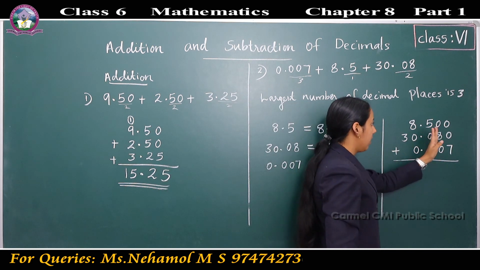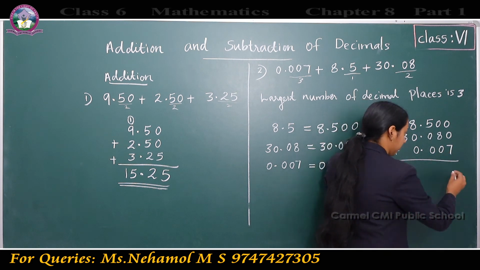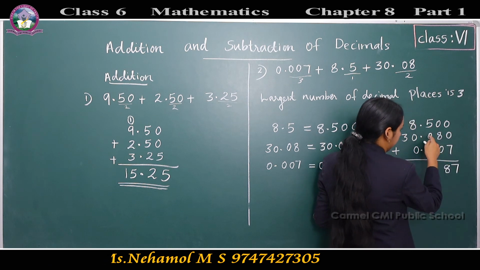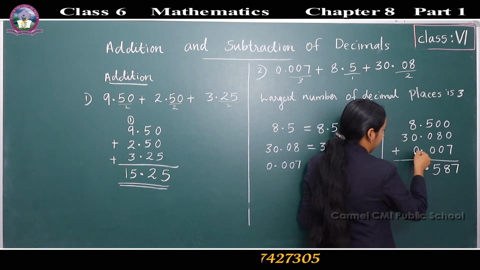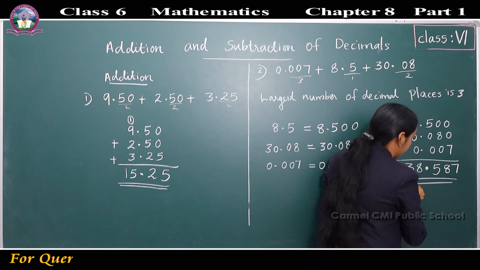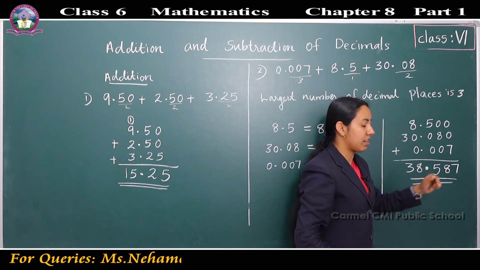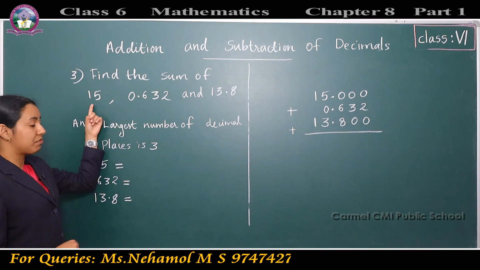List the numbers, then 0 plus 0, 0. 0 plus 7, 7. 0 plus 8, 8. 5 plus 0, 5. Put the decimal point, 8, 3. So 38.587.